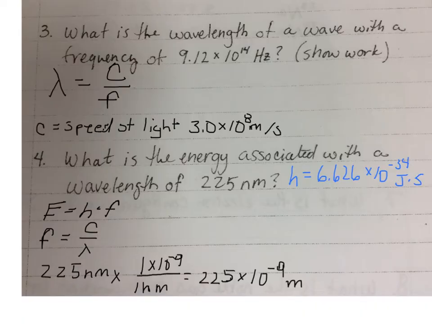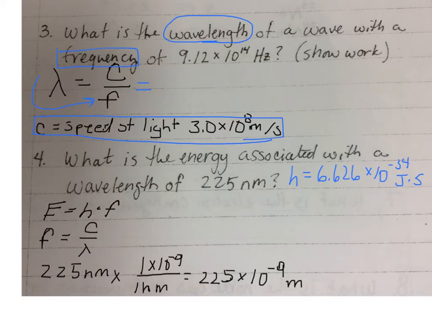All right, so for this next problem, they want to know what is the wavelength. Okay, so that's what we're looking for. And they give us the frequency, so that is given. So that is our f. Okay. We know here this says c is the speed of light. This will always be given to you. This is 3.0 times 10 to the 8th. And so we're going to put this into our calculator, and it should look like this: 3.0, that's a 0, times 10 to the 8th, divided by 9.12 times 10 to the 14. Okay?